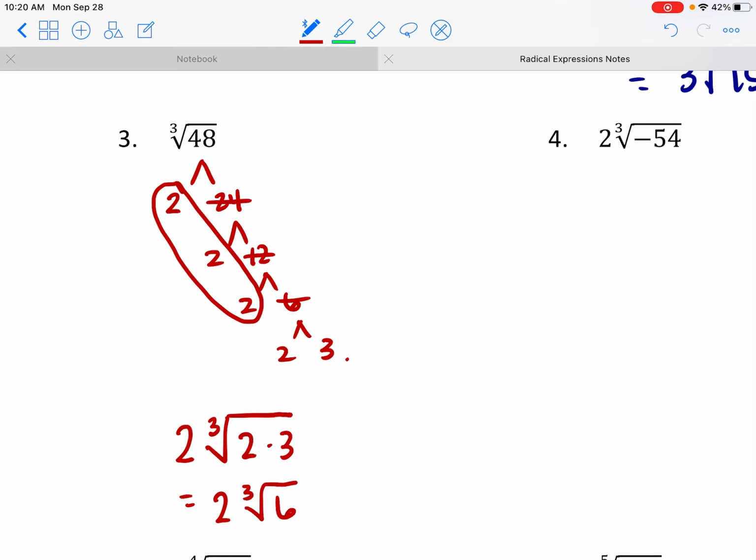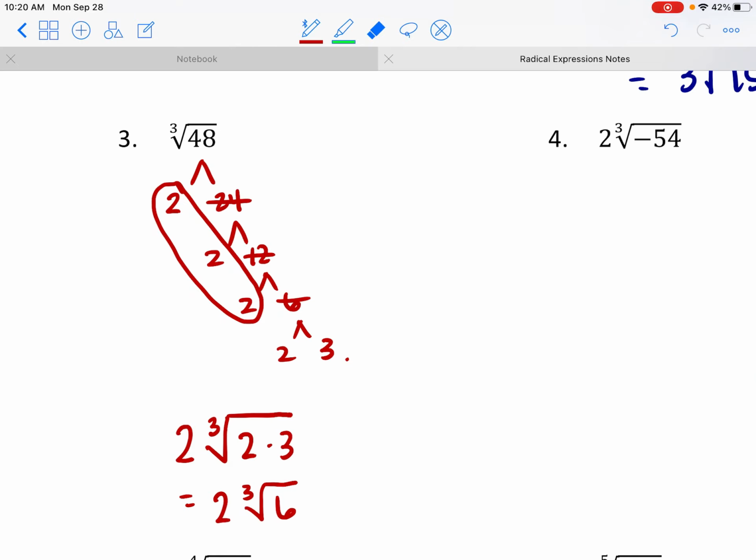Okay? Make sure you keep the index there, because 2 cube root of 6 definitely has a different value than 2 square root of 6. And when you're writing that index, make sure it's written smaller and tucked into the radical there. I don't want a cube root of 6 to look like this, where it could be mistaken for 3 times the square root of 6, right? That's different than a cube root of 6. So make sure you're writing it smaller and tucking it in there.